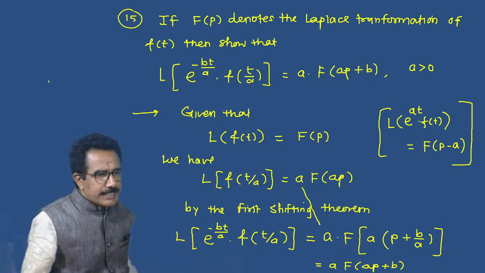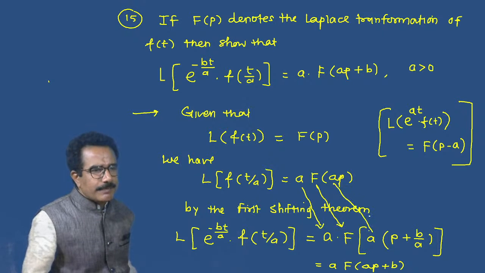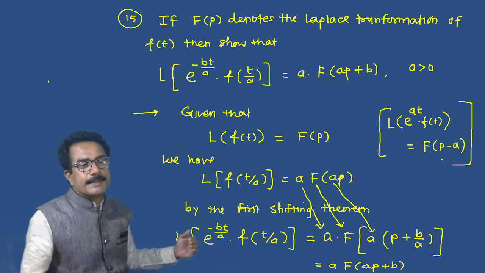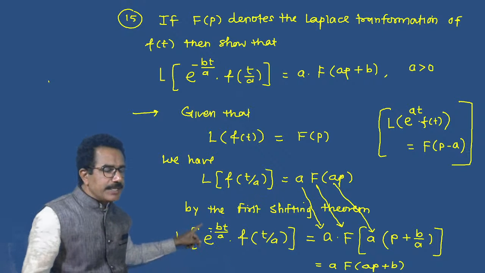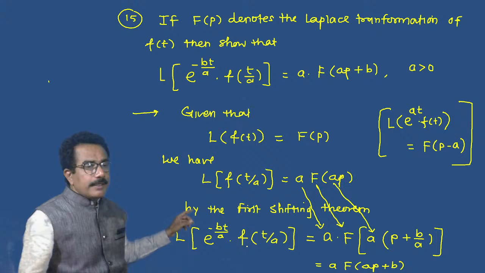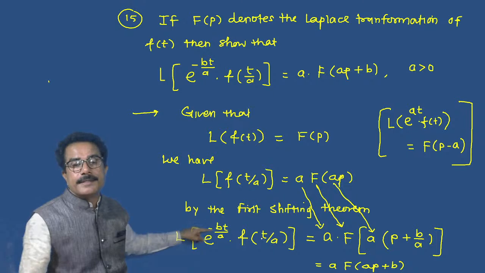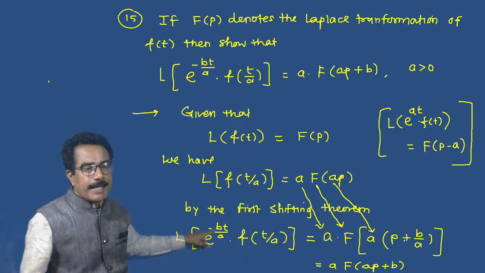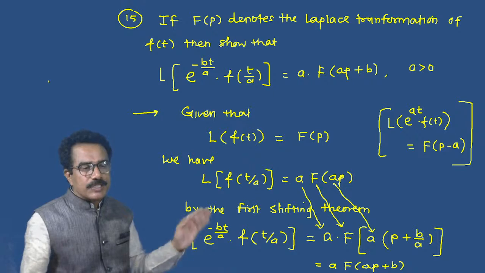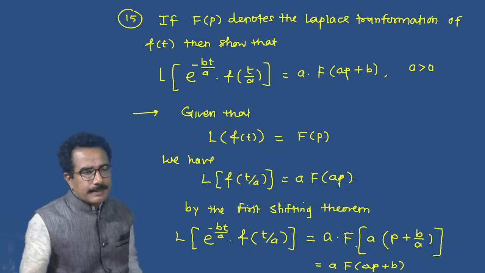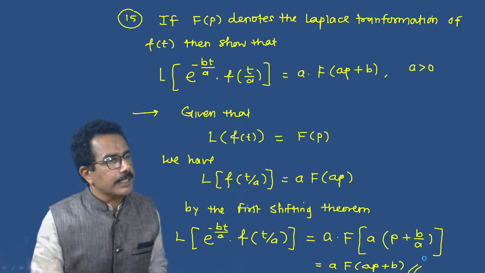Keep a as it is, capital F as it is. In place of p, we have to write p minus a. Here a means the index in e raised to at, so a means minus b by a. So p minus b by a means p plus b by a. Now multiply by a in the bracket, so ap plus b. This is the required result.